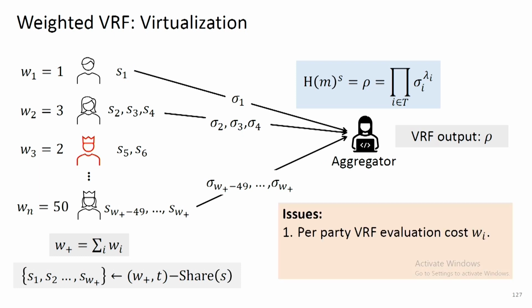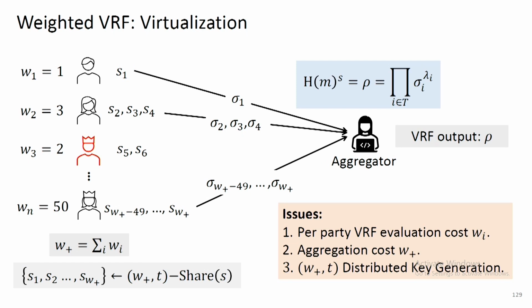But there are some issues. The per-party VRF evaluation cost is now proportional to the weight. It also requires an aggregation cost proportional to the total weight, and we also need a distributed key generation. There are some lower bounds saying we cannot get all these properties in a very nice way. We only know how to solve one very well. The second and third are still problematic, but we have some optimizations in the paper.